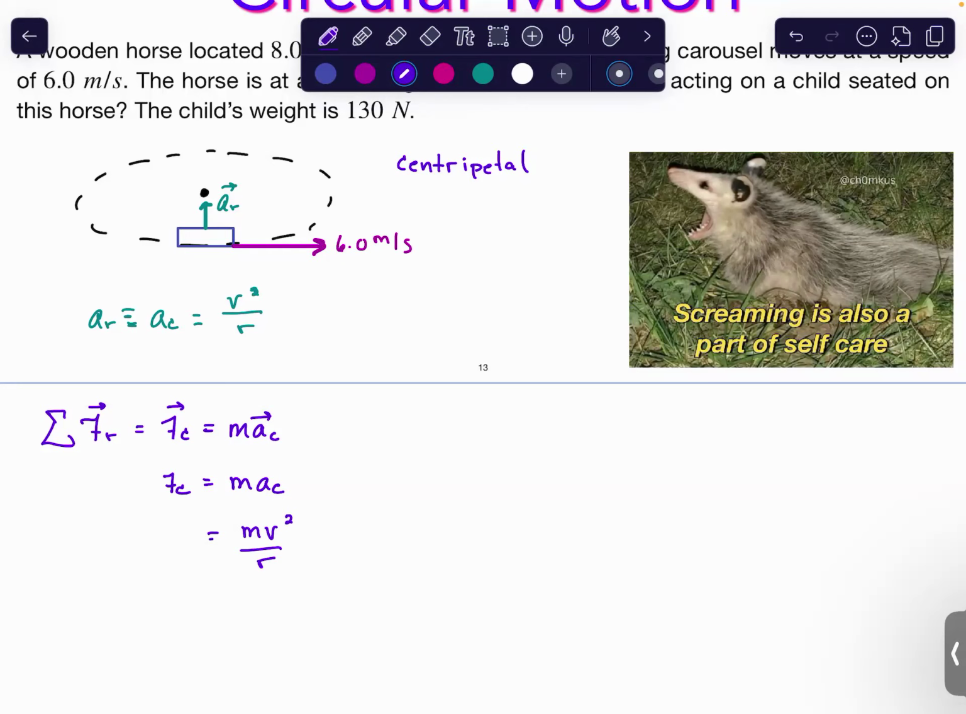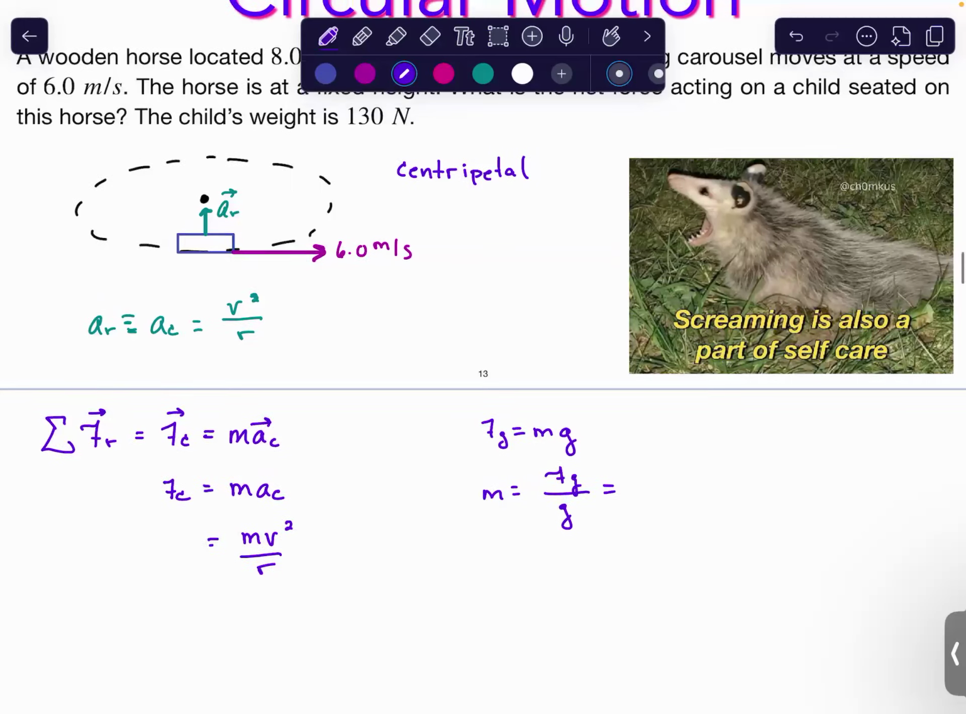How do we find mass? Use the child's mass. Right, so we say that the gravitational force on the child is the mass of the child times gravity. Mass will be the gravitational force divided by gravity. So that's going to be 130 newtons divided by 9.8 meters per second squared. This child is going to be 13.27 kilograms. Kind of a small kid.